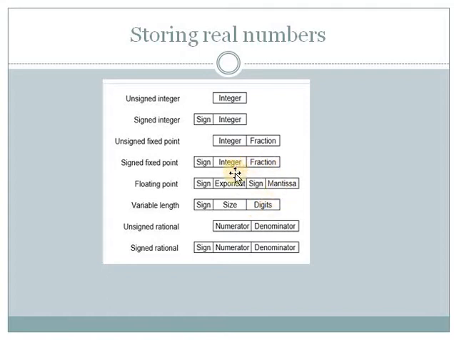We will see this in detail later. Variable length, that is size and digits. Unsigned rational, numerator, denominator. Signed rational, that is sign, numerator and denominator. This is how we are going to store the real numbers.